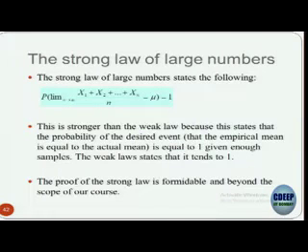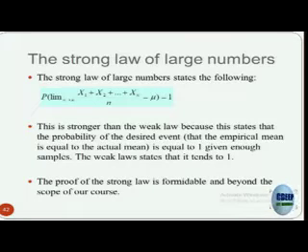Now, this was the weak law of large numbers. There also exists something called the strong law of large numbers, which is really not part of our syllabus, but I am just mentioning it in passing. The strong law basically states that in the limit when n tends to infinity, the probability of this average being equal to mu is equal to 1. So, the probability of this event does not tend towards 1, but it is equal to 1. So, it is stronger than the weak law.